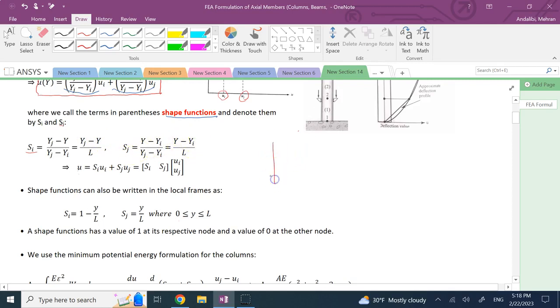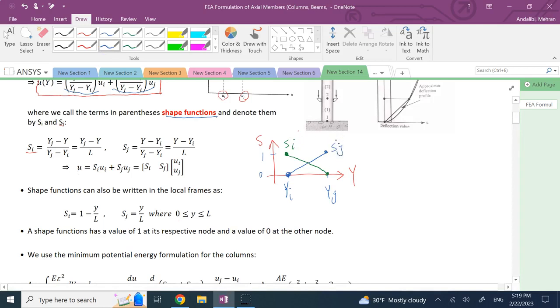So if you want to plot these S functions versus y, with this being 1, this being 0, this being YI, and this being YJ, one of them goes from this point to this point, the other one goes from this point to this one. And this green one is SI and the blue one is SJ.